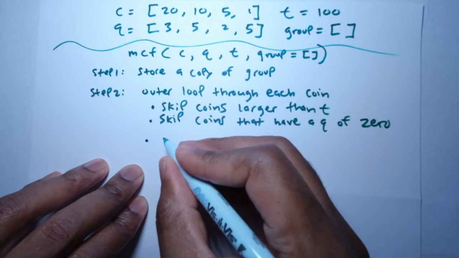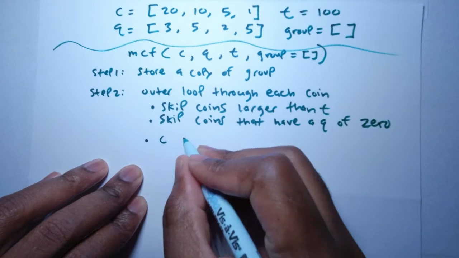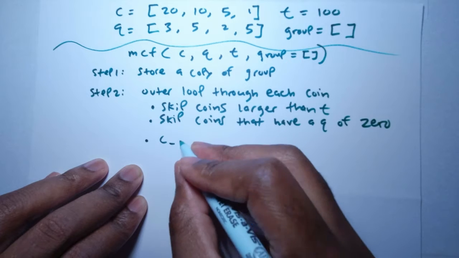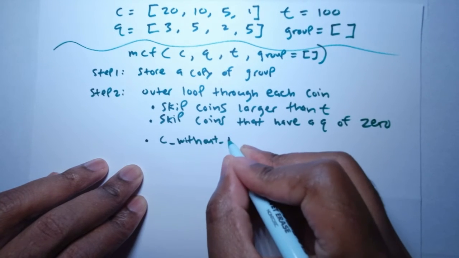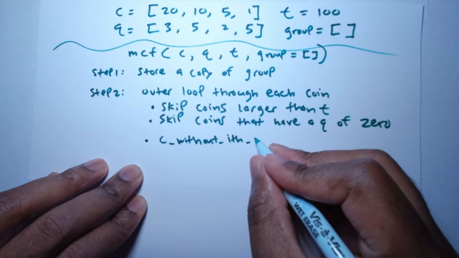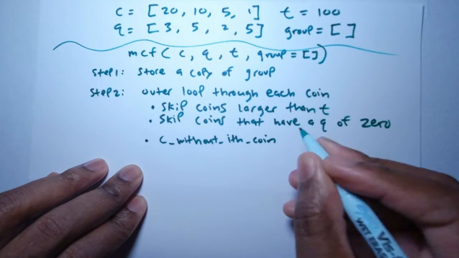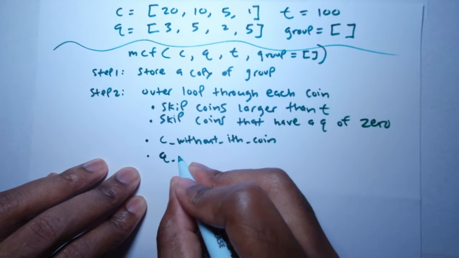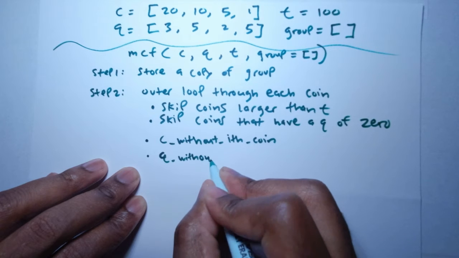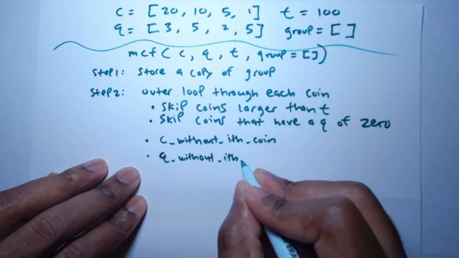So I'm going to create a variable, and let's call it C. C is for coin. So C without ith coin. And then we'll define another one. We'll call this Q, without ith quantity.